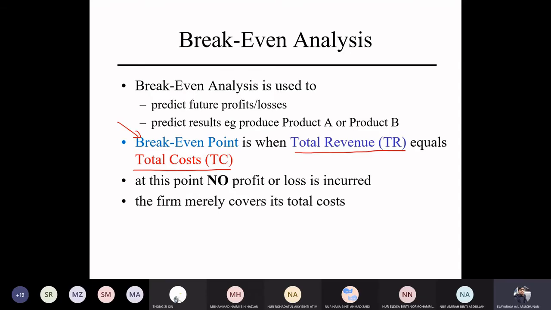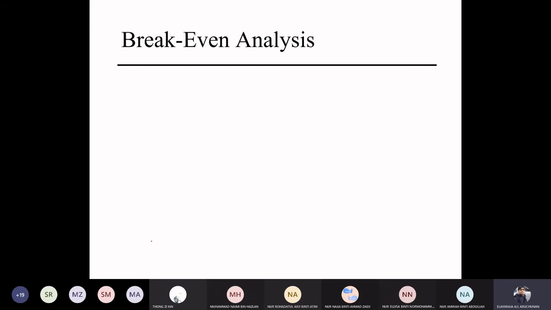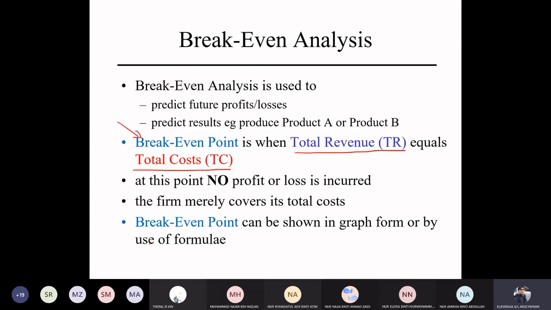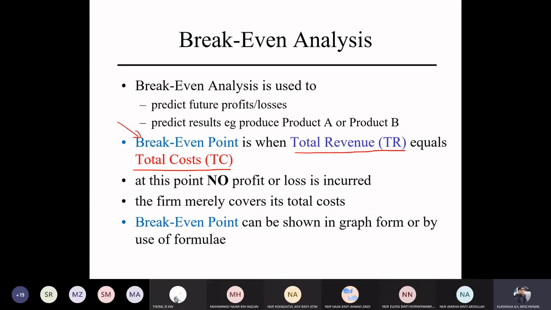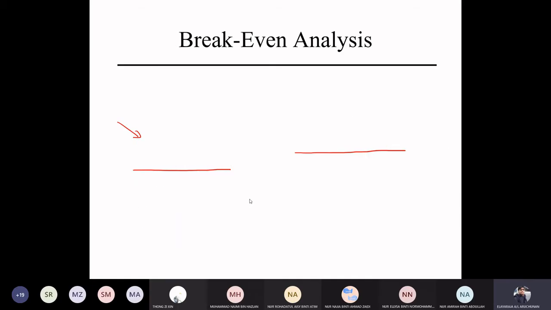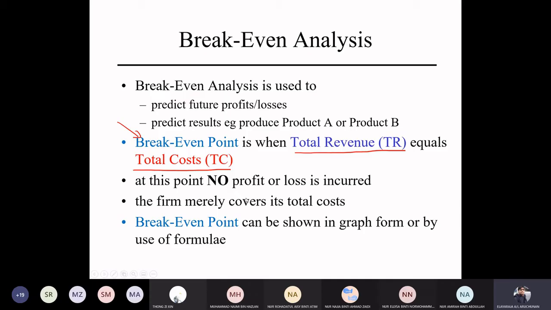For example, you can find this type of break-even point in things like rental, insurance. So yeah, these are all examples.